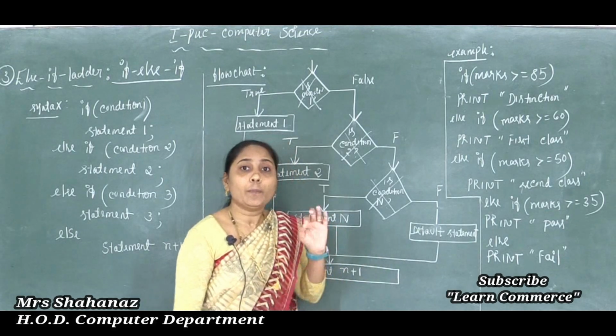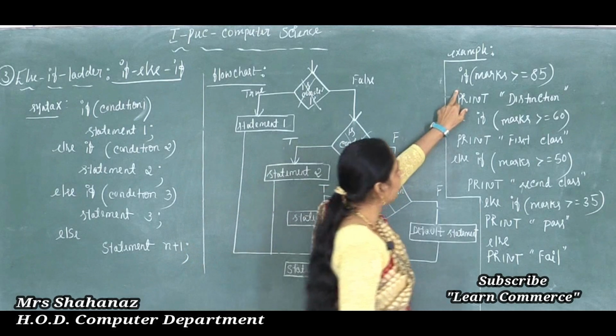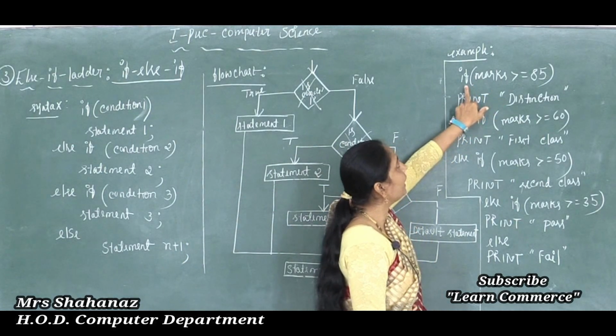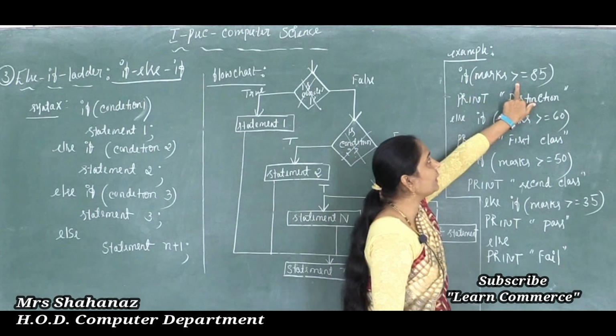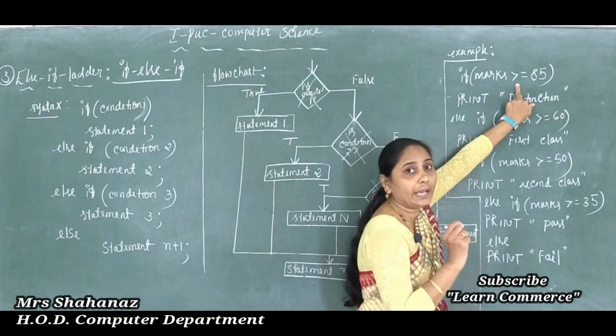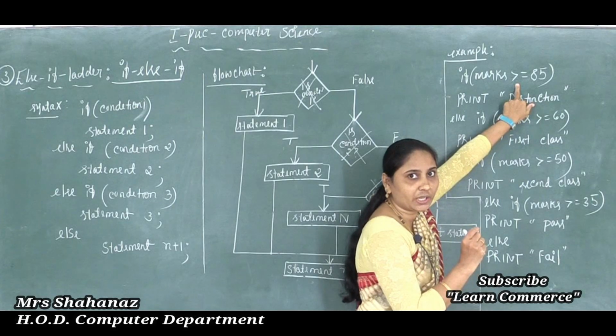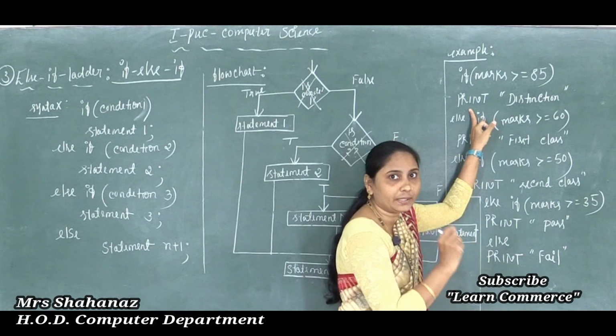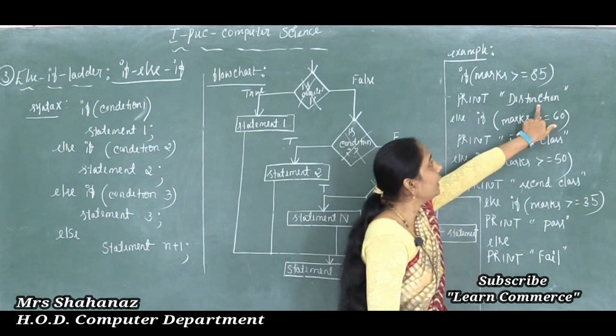It depends on the marks here. In this example, I am using the condition: if marks is greater than or equal to 85. Whatever the marks are, if the marks is 85 or more and the condition is true, then it is going to print the result. The result is the distinction.